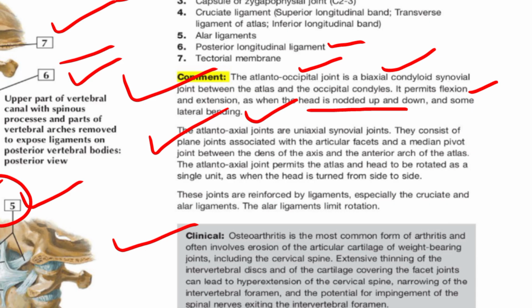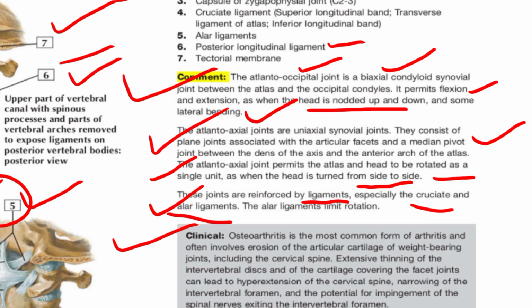They consist of plane joints associated with the articular facets and a medial pivot joint between the dens of the axis and the anterior arch of the atlas. The atlantoaxial joint permits the atlas and the head to be rotated as a single unit, as when the head is turned from side to side. These joints are reinforced by ligaments. The ligaments we will discuss are the cruciate and the alar ligament. The alar ligament limits the rotation of the neck.